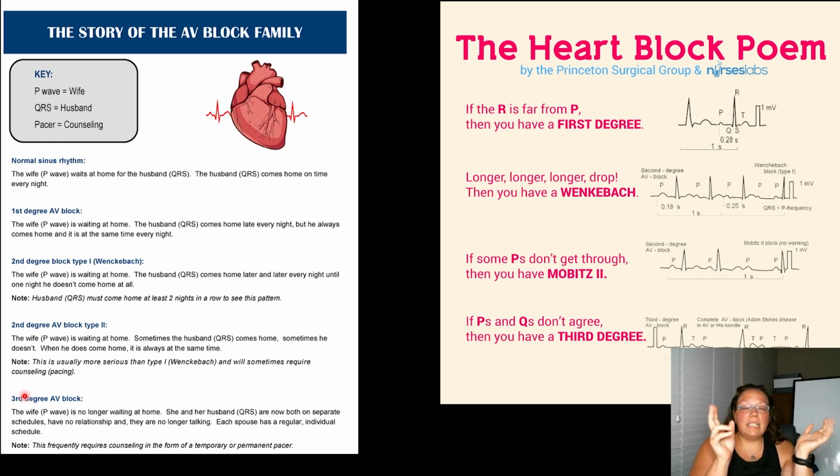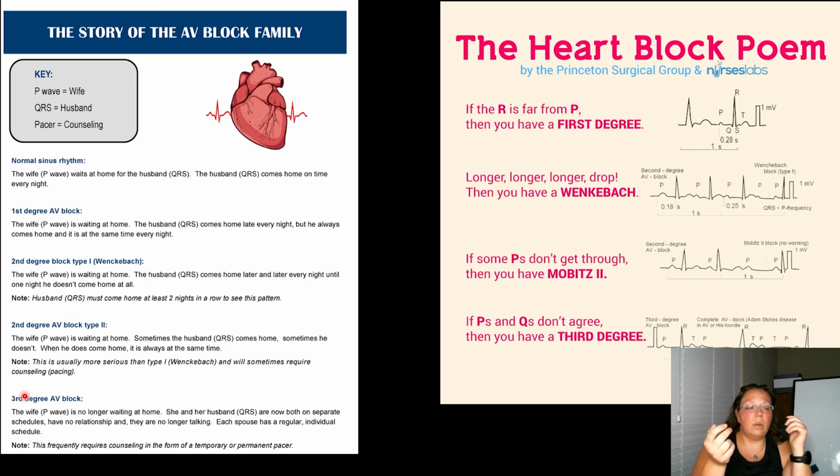So second degree type 2 is when we don't know if the QRS is coming home or not. P wave is always there. P wave is waiting at home, has dinner on the table. We're trying to greet our QRS at the door. And sometimes the QRS comes home and sometimes the QRS doesn't. And when he does come home, it's the same time, but we just don't know when he's going to come home.